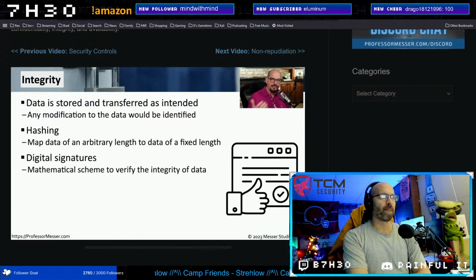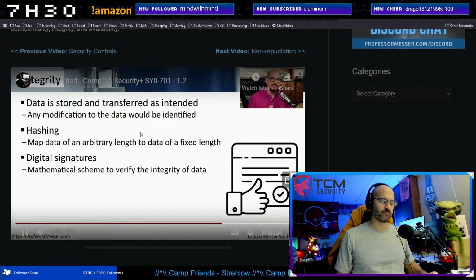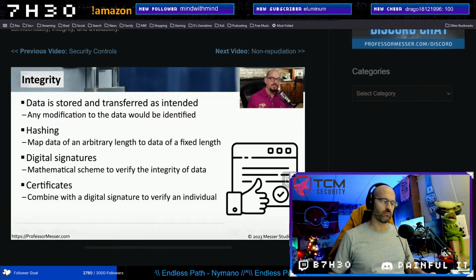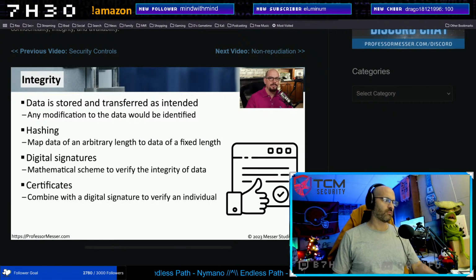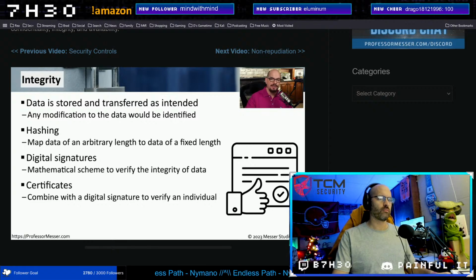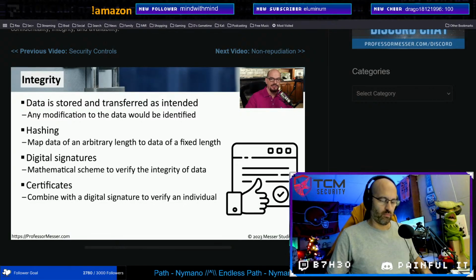who sent the data. That provides an additional level of integrity that could be important if you're sending very sensitive data. It's also common to use certificates to be able to identify devices or people and provide additional factors of integrity, especially when you're transferring data from one device to another.